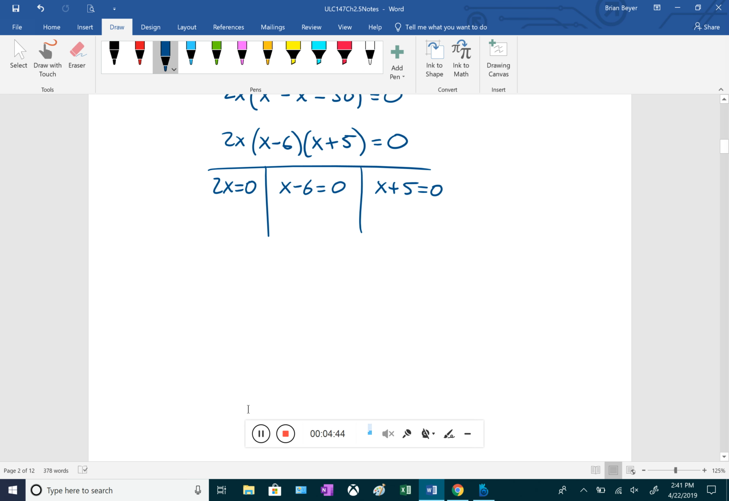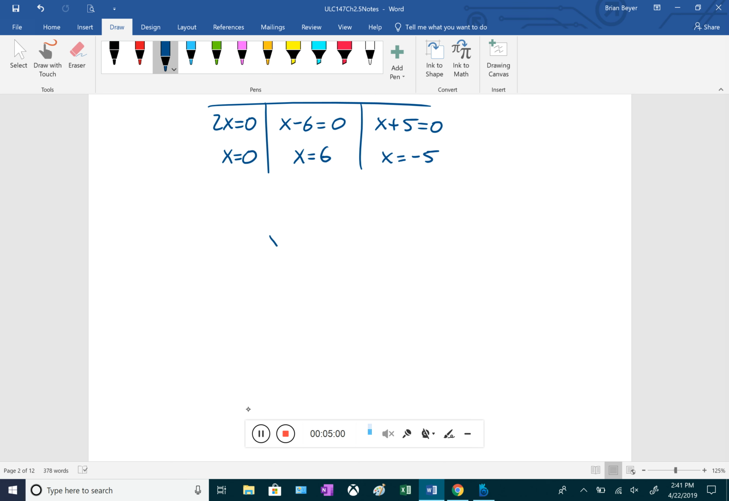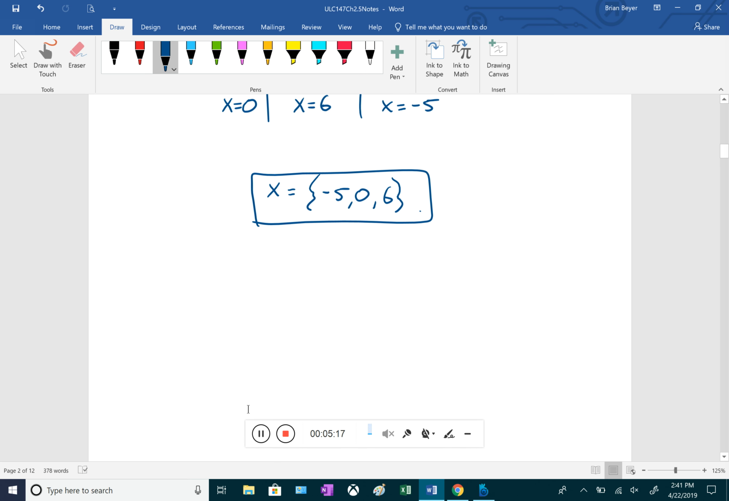And we solve all of these separately. For the one on the left, divide both sides by 2, we get x equals 0. The one in the middle, we add 6 to both sides, we get x equals 6. And the one on the right, we subtract 5 on both sides, we get x equals negative 5. Okay, so those are our answers here. As usual, you could take these and plug them back into the original for x, and then make sure that you get a true statement. For time's sake, I'll just leave it as this. Okay, so those are the answers for that one.